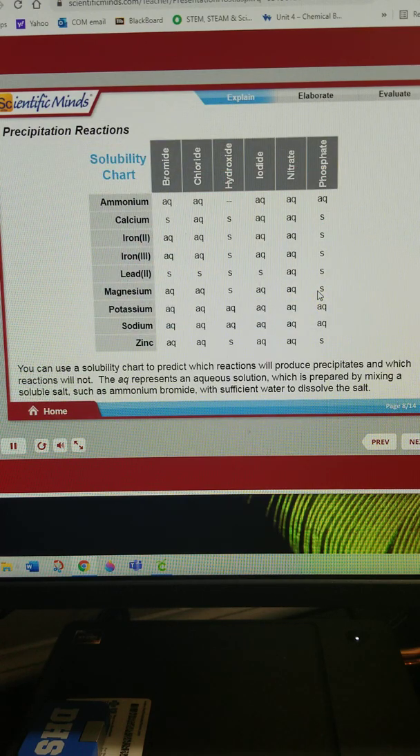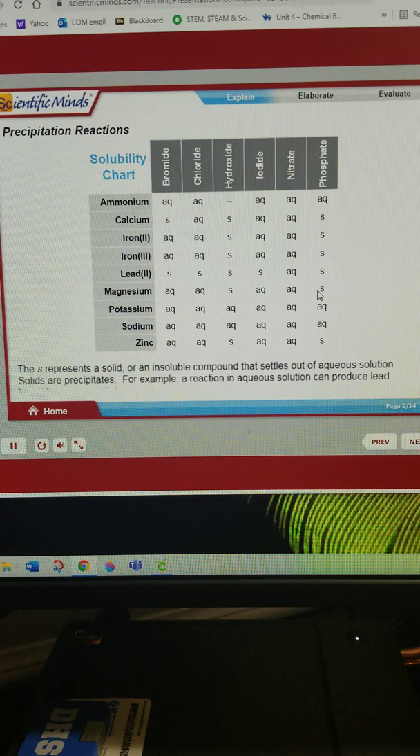You can use a solubility chart to predict which reactions will produce precipitates and which reactions will not. The AQ represents an aqueous solution, which is prepared by mixing a soluble salt, such as ammonium bromide, with sufficient water to dissolve the salt. The S represents a solid, or an insoluble compound that settles out of aqueous solution. Solids are precipitates. For example, a reaction in aqueous solution can produce lead bromide as a precipitate.